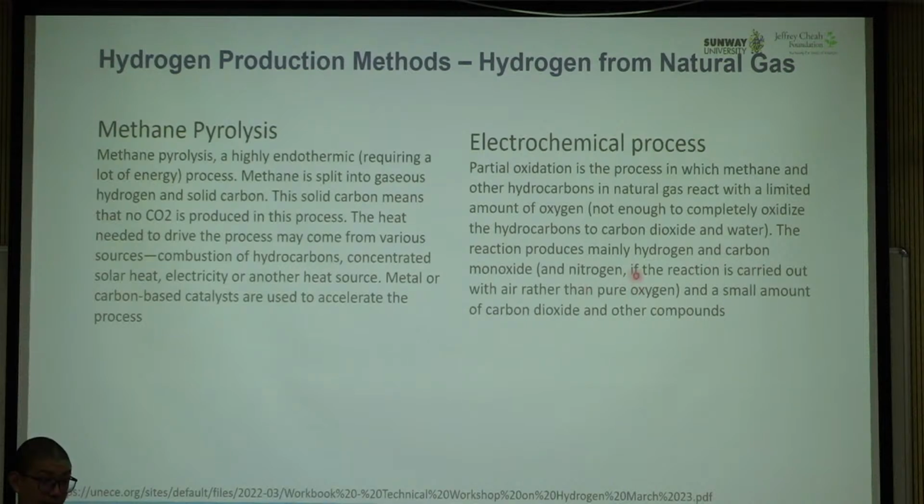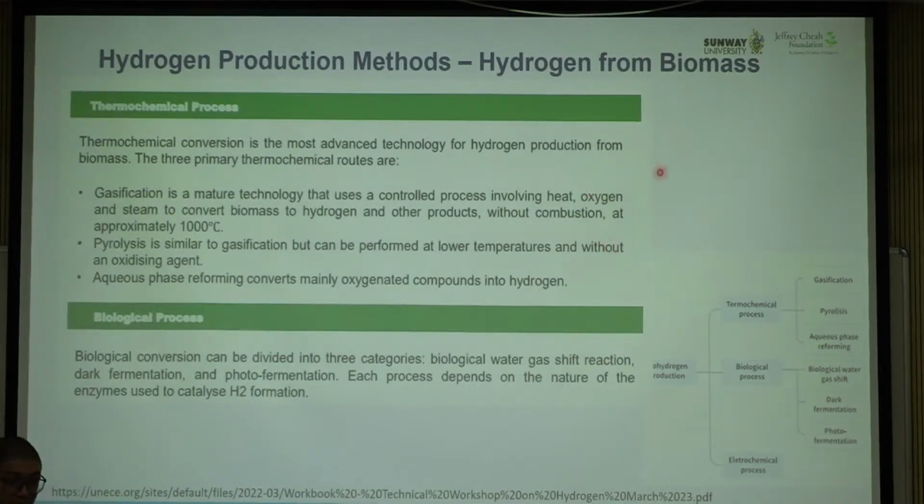Then the main product might be hydrogen and also carbon monoxide. If you are using nitrogen as a carrier, then nitrogen will be produced as well. Then a small amount of CO2 will be produced if complete combustion takes place, because normally we use just a little bit of oxygen. Sometimes the combustion might happen in other compounds. So that's why if hydrogen is produced from dirty fossil fuels, it will produce a lot of harmful emissions. Now, this is what we are concerned about.